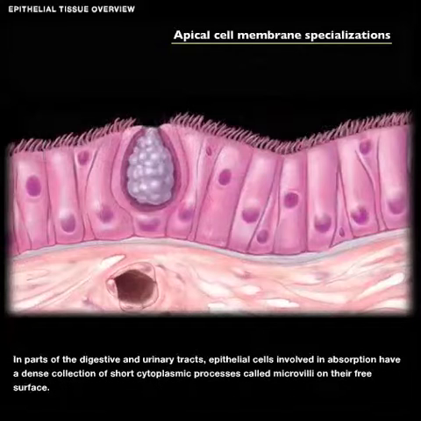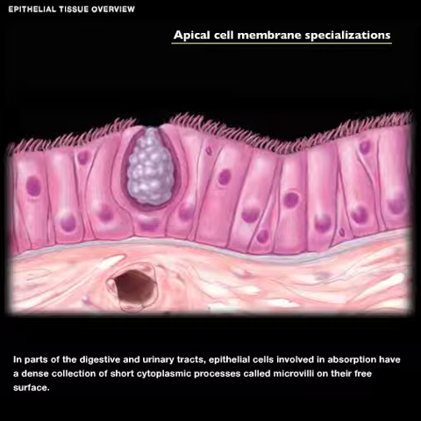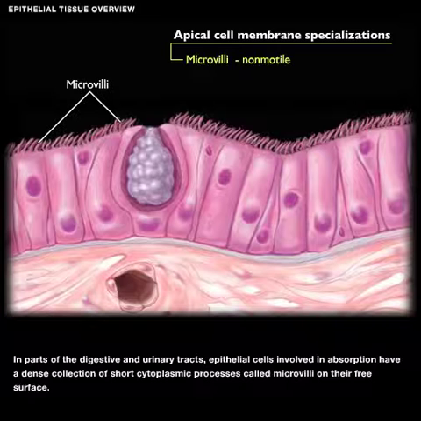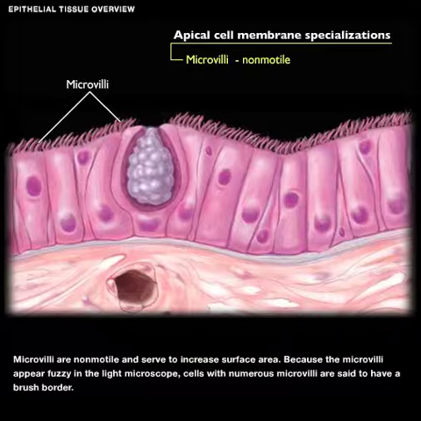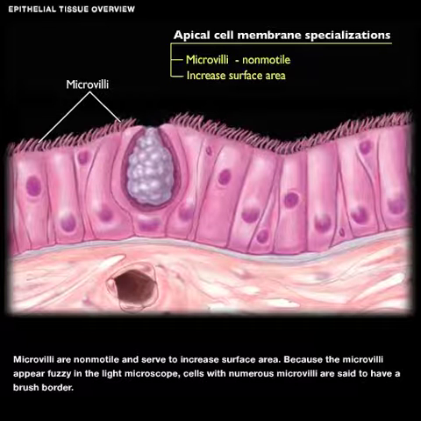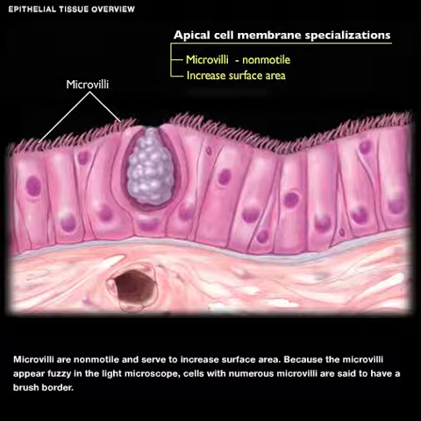In parts of the digestive and urinary tracts, epithelial cells involved in absorption have a dense collection of short cytoplasmic processes called microvilli on their free surface. Microvilli are non-motile and serve to increase surface area. Because the microvilli appear fuzzy in the light microscope, cells with numerous microvilli are said to have a brush border.